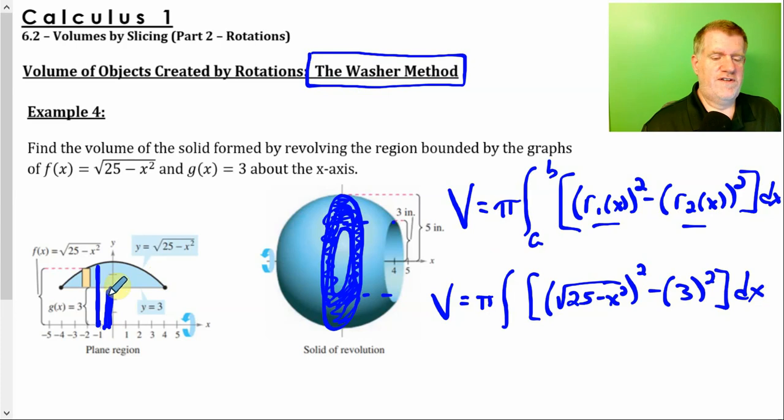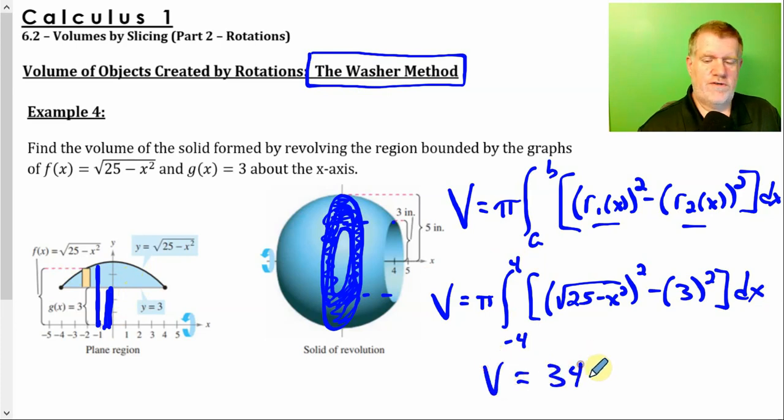And since these distances are vertical, they're y distances, which means we put them in terms of x. So that's why I put these in terms of x. And x goes from negative 4 to 4. And we just plug that in the calculator, and we get the answer. That's approximately 348.507.